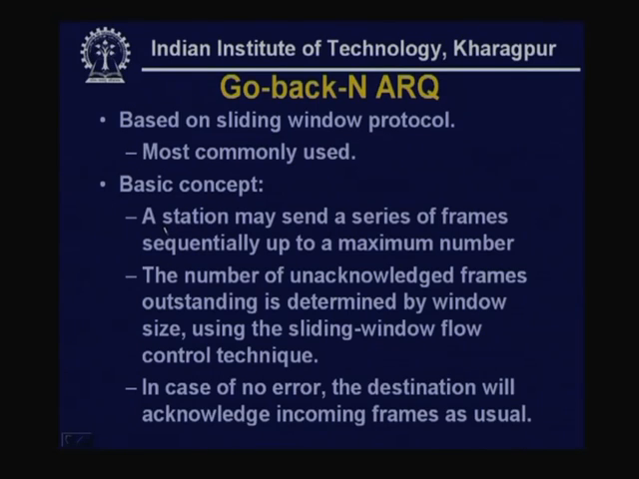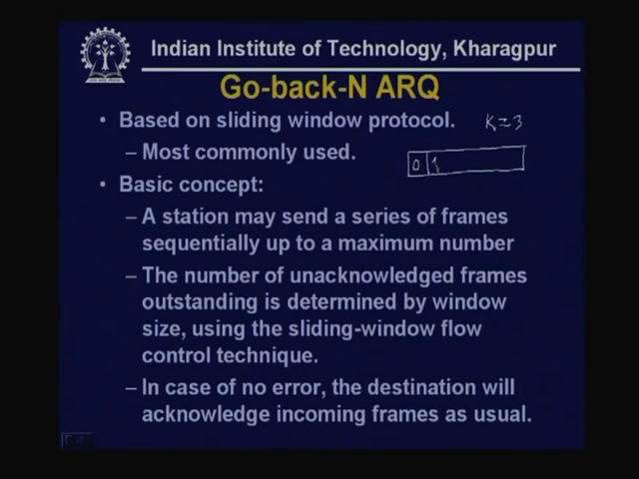The basic concept is that a station may send a series of frames sequentially up to a maximum number. The maximum number is essentially decided by the window size. As we have seen, say you are using k equal to 3, in such a case the window size is 7.